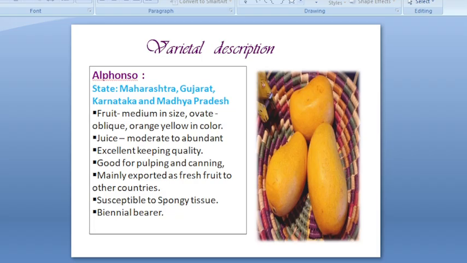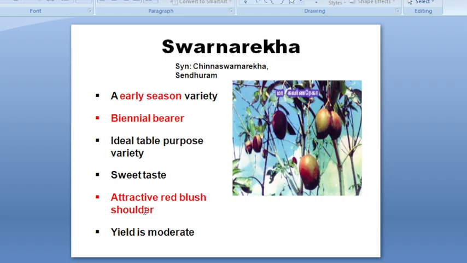When we look into the varietal description of some specific, commercial or popular varieties, Alfonso is one famous variety throughout India. It is mainly cultivated in states like Maharashtra, Gujarat, Karnataka and Madhya Pradesh. It is mainly valued for its excellent keeping quality, and it also has more value in the pulping and canning industry. The major drawback of this variety is that it is highly susceptible to the spongy tissue problem, which you will learn about in the upcoming slides, and biennial bearing. These are the two major disorders in mango cultivation. So this variety shows high susceptibility, even though it is an export-oriented variety. Because of this drawback, sometimes there may be a reduction in the export potential of this mango.